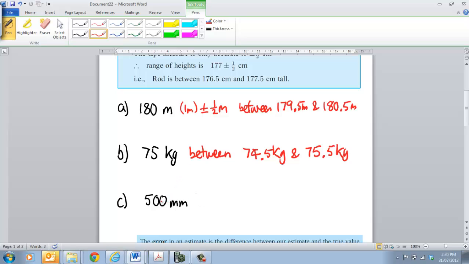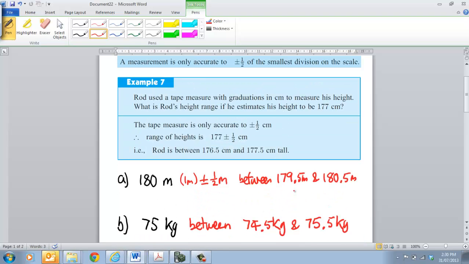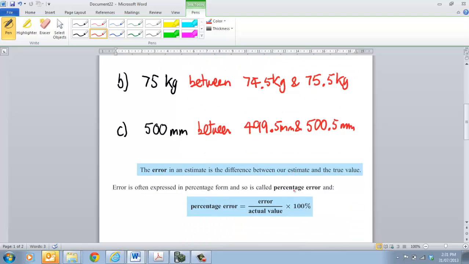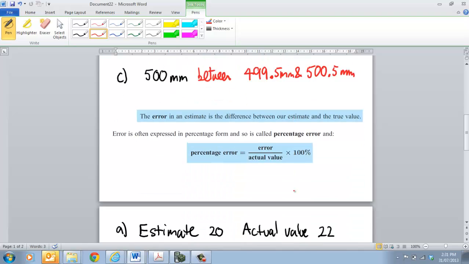If we go to this one here, we're looking at the nearest millimetre, so therefore that will be between that take a half, so it's going to be 499.5 millimetres. So this would be quite accurate if you're actually looking at what we're doing here, and 500.5 millimetres. Right, so there's some examples of how you actually work out the expected accuracy of your measurement.